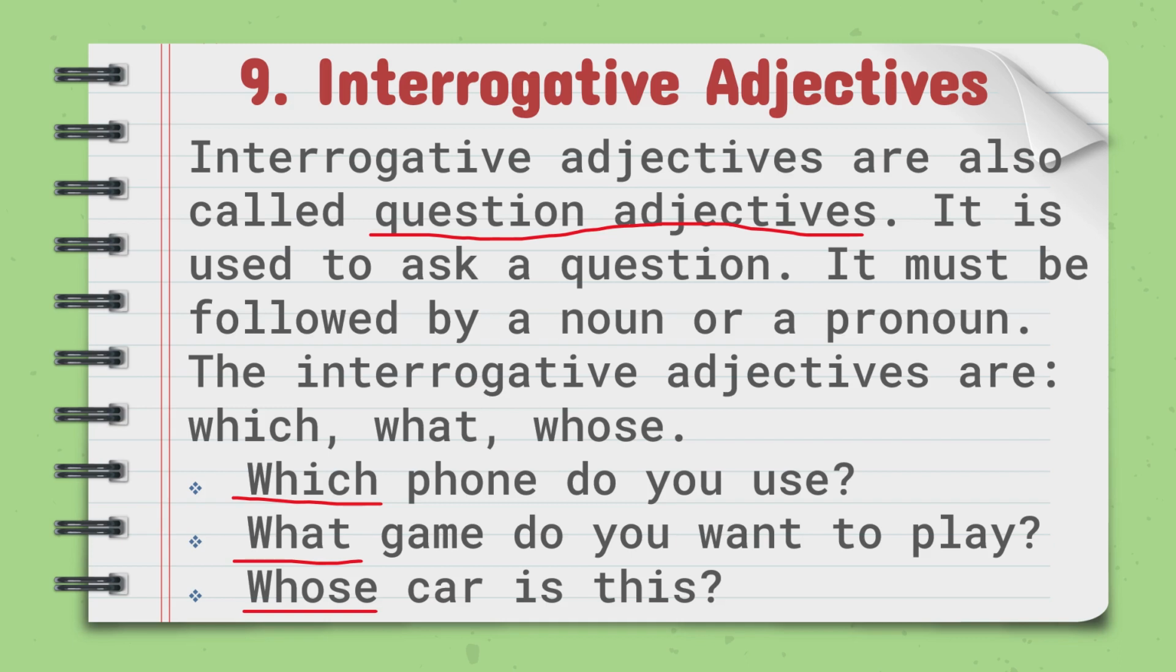What game do you want to play? Game is again a noun. What is an interrogative adjective. It is used to ask a question. Whose car is this? Car is again a noun, and whose, the interrogative adjective, is used to ask the question of whose car this is.